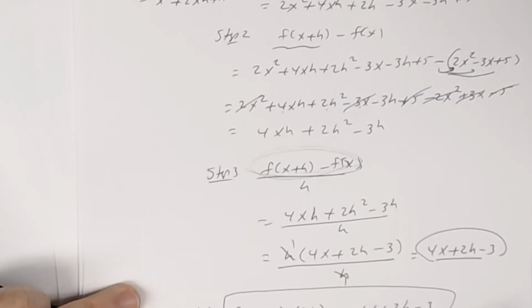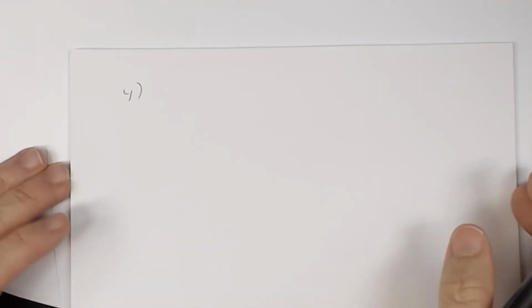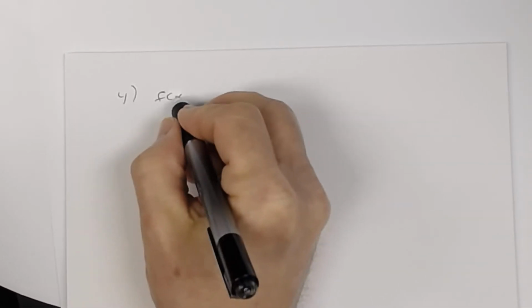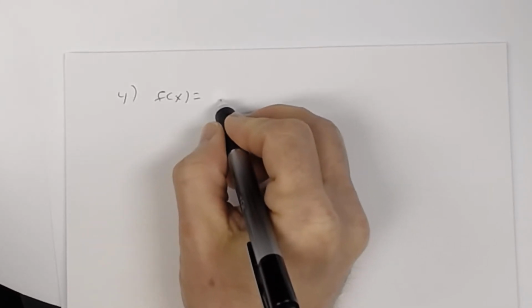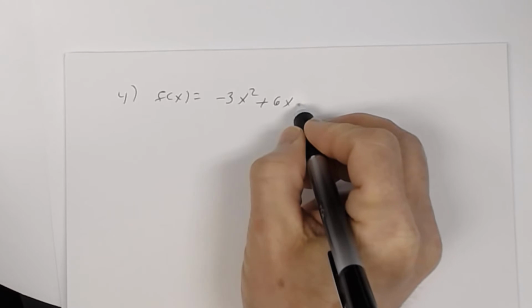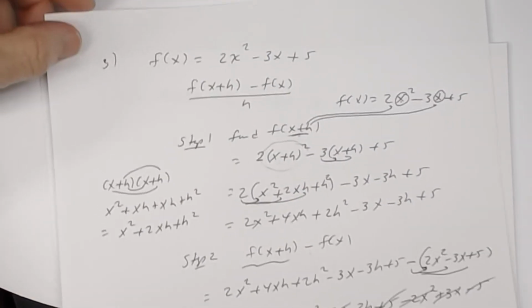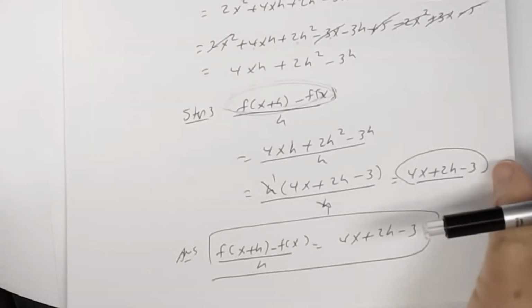Okay? All right. Let's look at another one. So there's number 4. Let's suppose we had f of x is equal to negative 3x squared plus 6x minus 5. Okay, so we have this quadratic. So we know there's quite a bit of work to do. Took a whole page for that. Can you see that? Took a whole page.